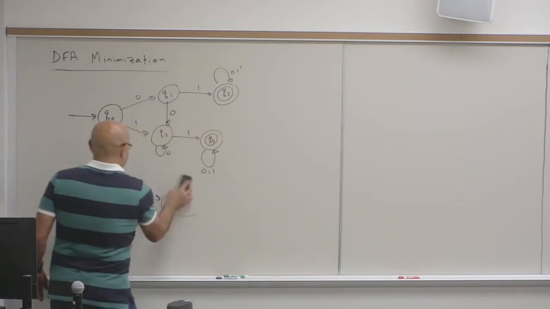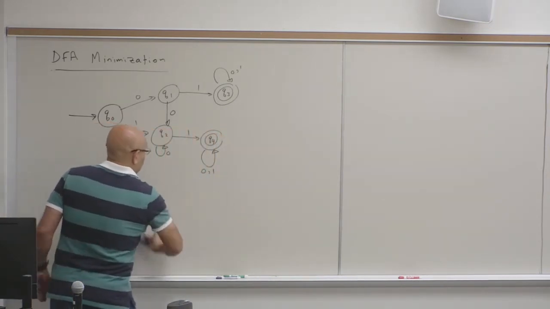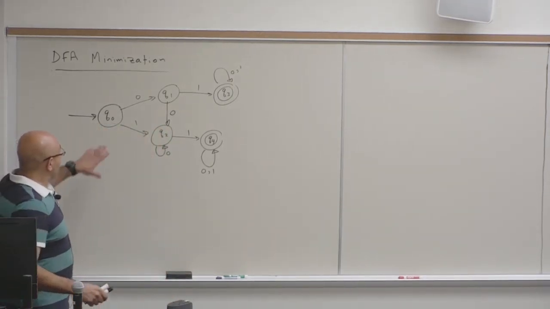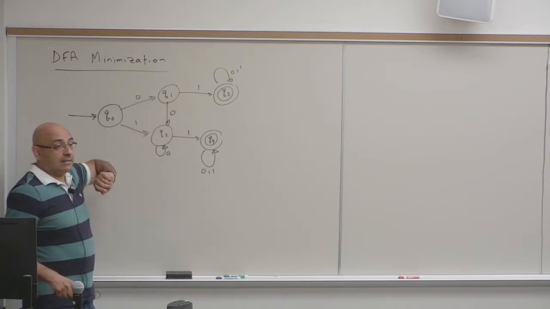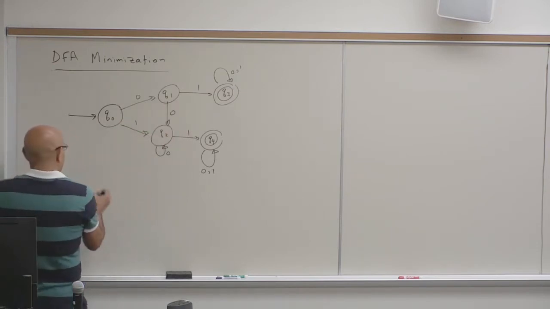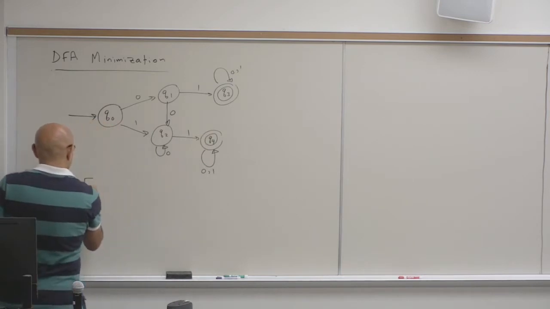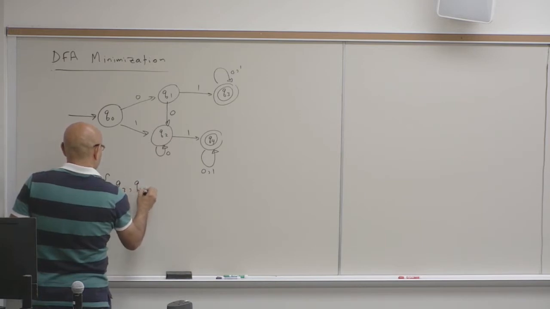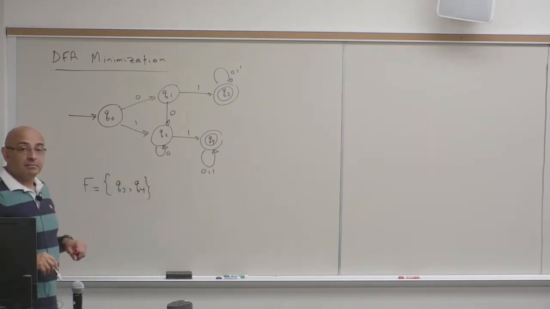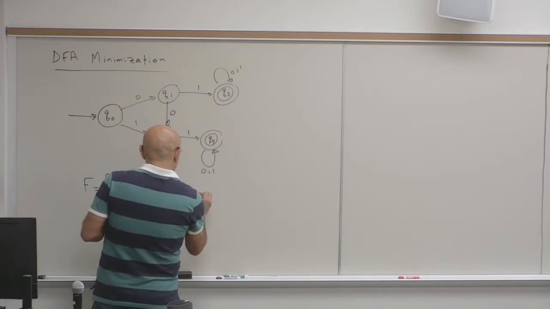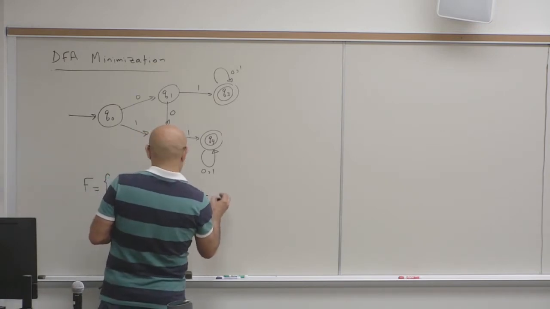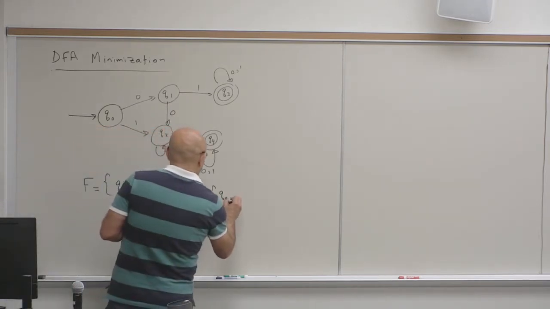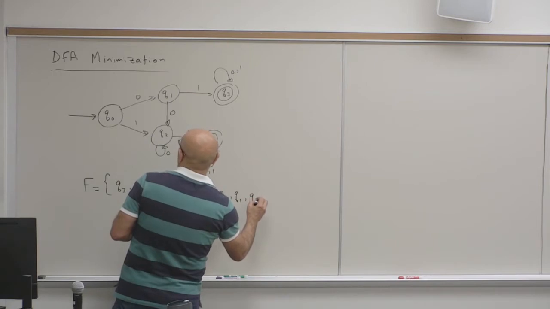The key idea in this procedure is to first divide the states into 2 equivalence classes. The first equivalence class has the accept states. So you have the F, which has Q3 and Q4 in it. And the other equivalence class is the non-final states, which has in this case Q0, Q1, and Q2.